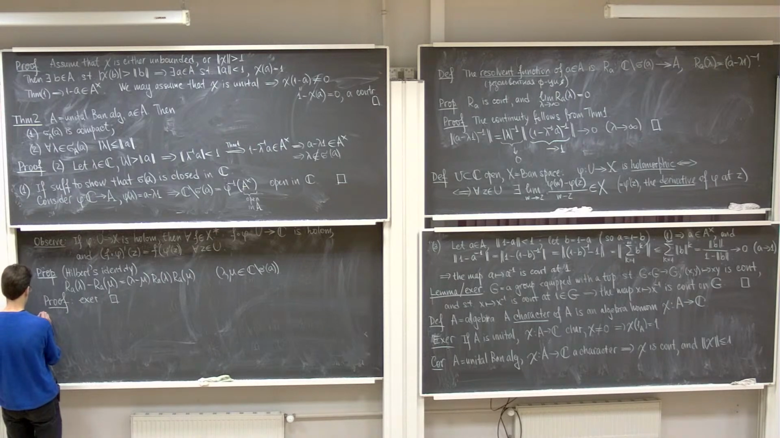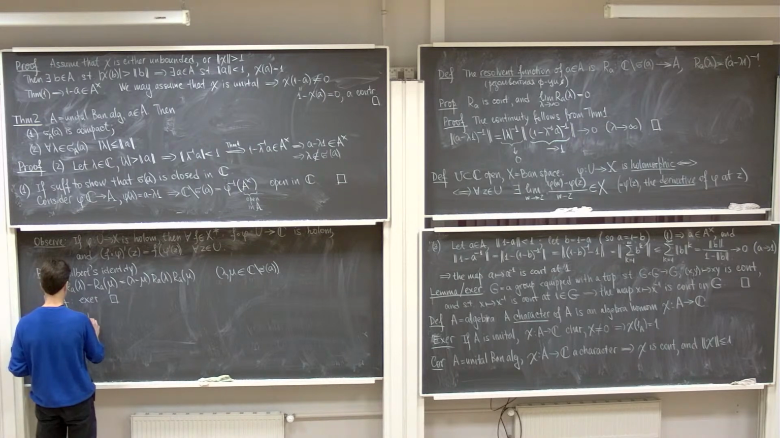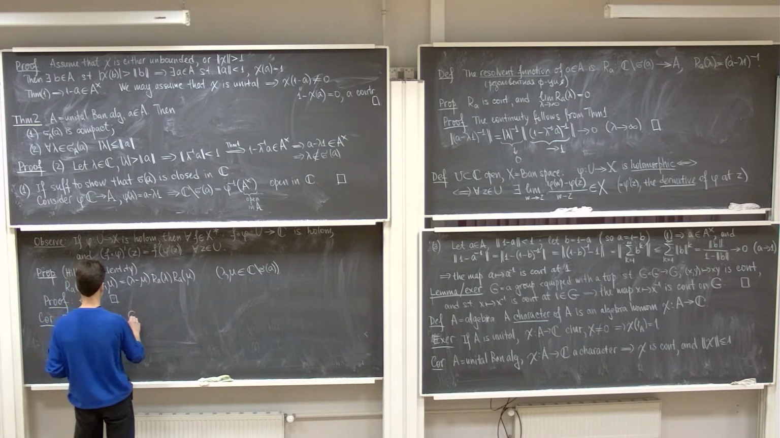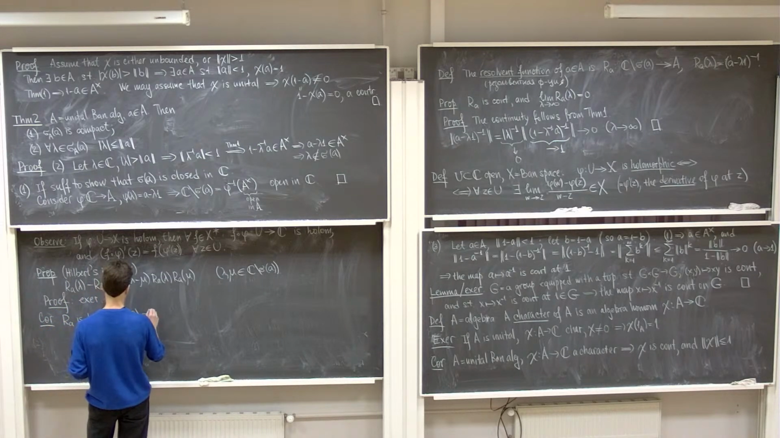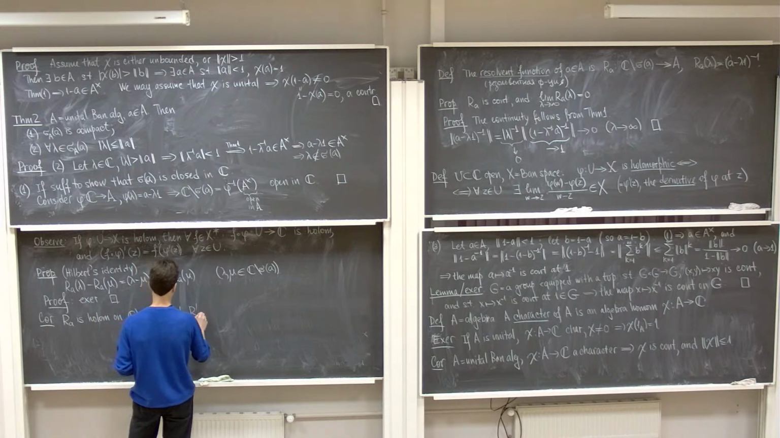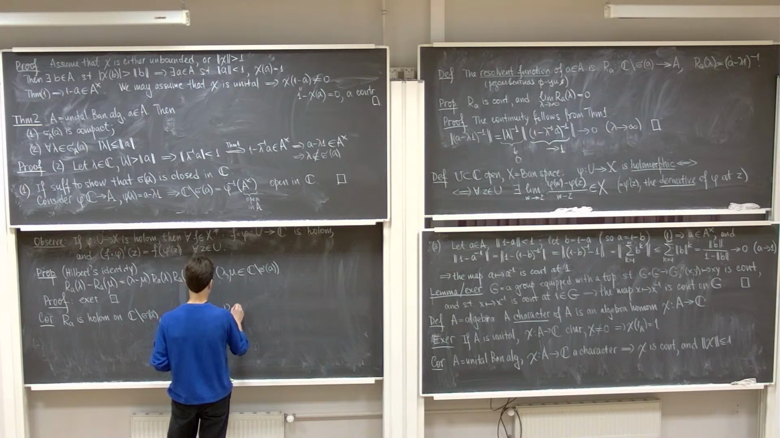Well, now as a corollary of the previous propositions, we conclude that the resolvent function is holomorphic everywhere on its domain, that is on the complement of the spectrum. And moreover, the derivative of this function is equal to r of lambda squared.